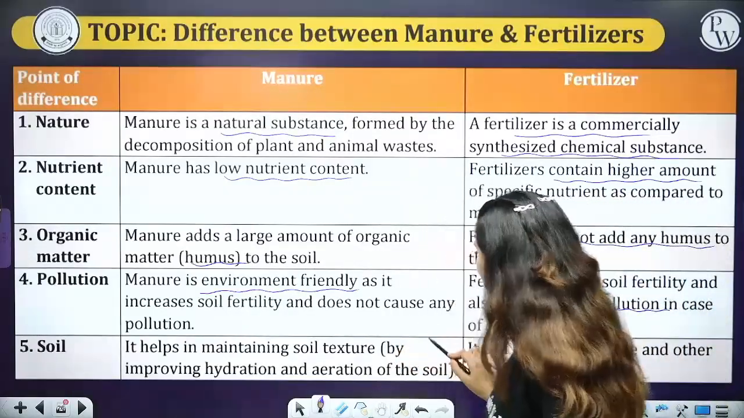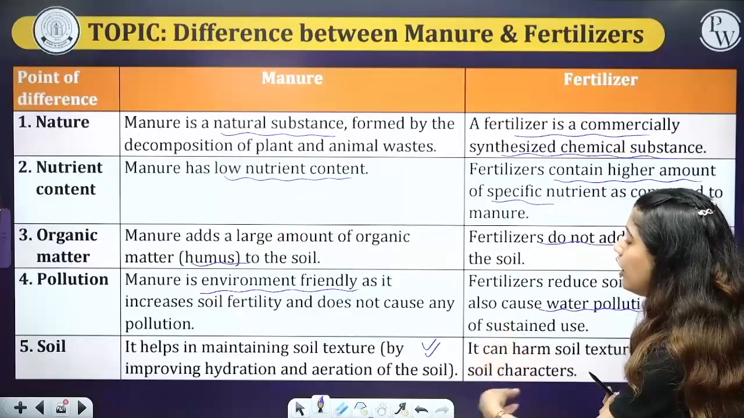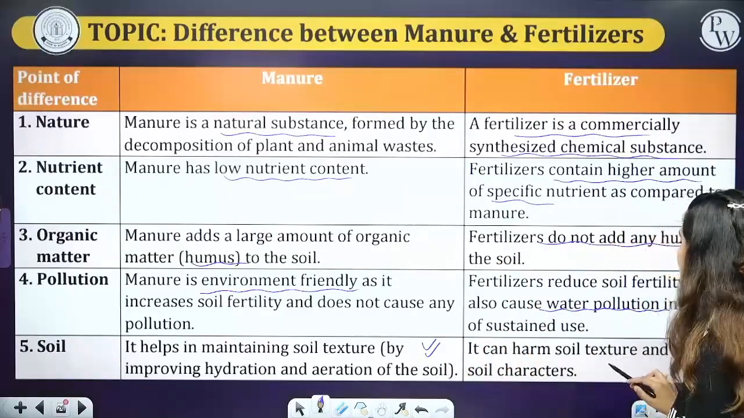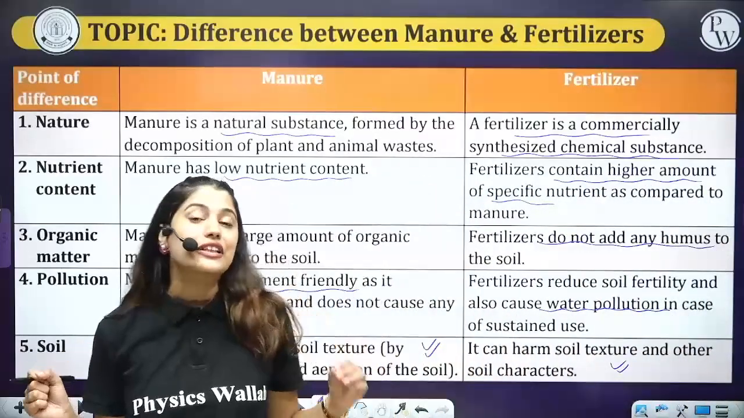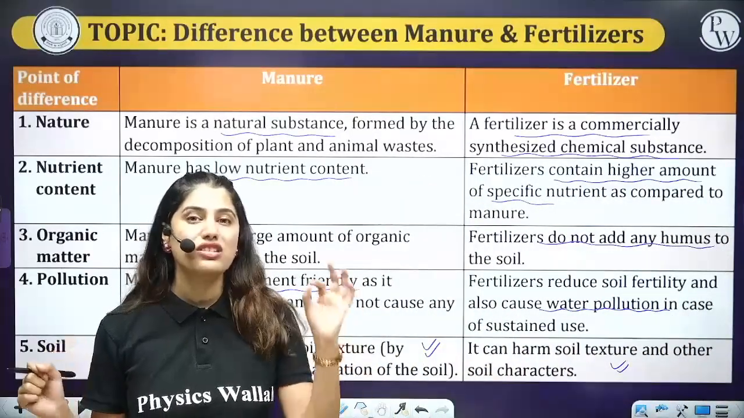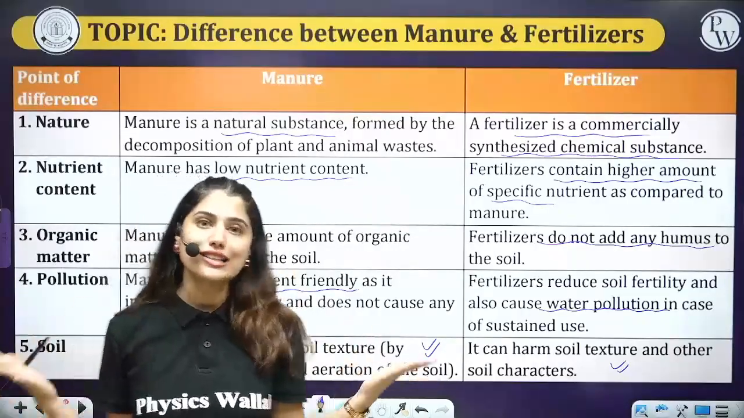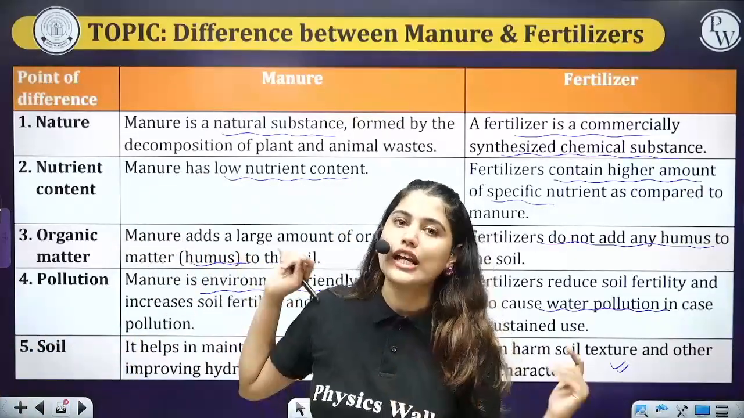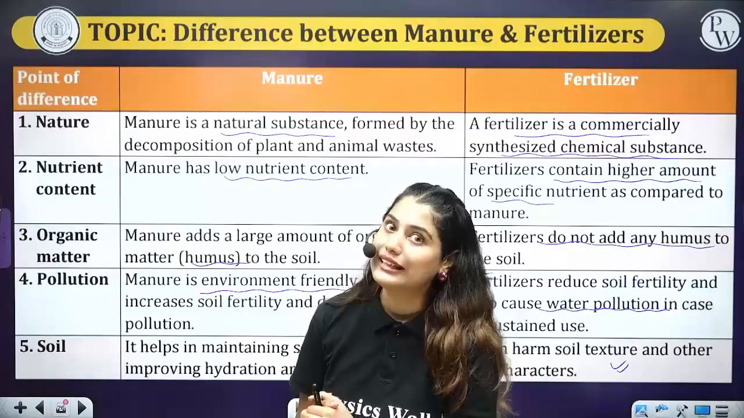And also we have discussed that manure is improving the soil texture by making it more hydrated and aerated, and lastly it can improve the soil texture, but the fertilizers are going to cause soil pollution. They are going to increase the soil fertility, but not certainly as great as manure in that sense, right? In case of the pollution, it is going to damage.